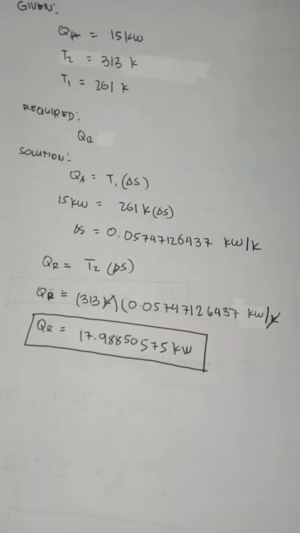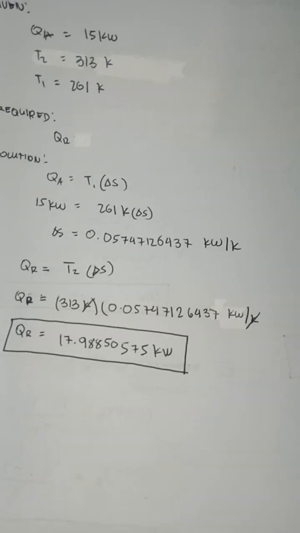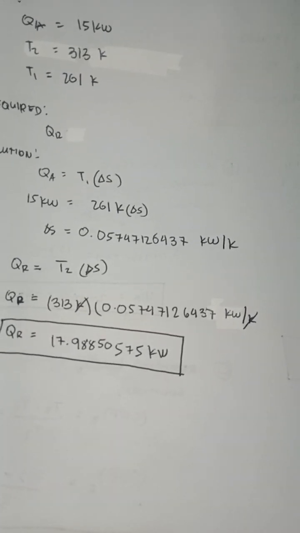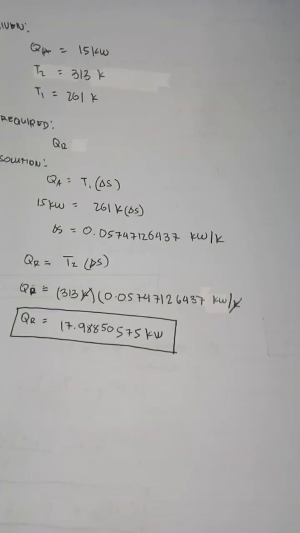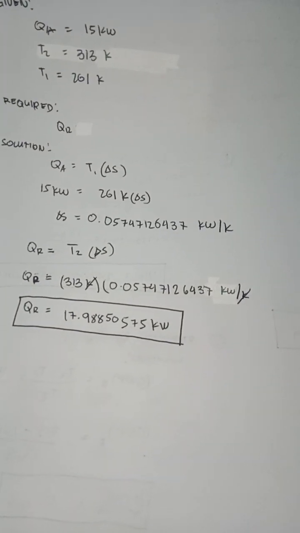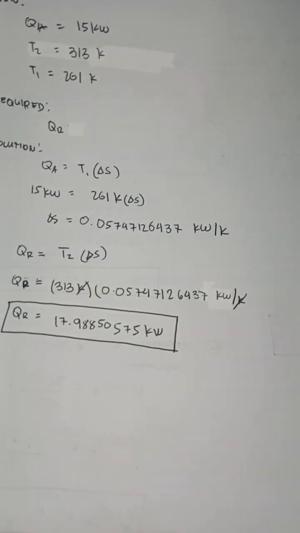Kelvin, and the constant already has a value, so substitute again 0.05747126437 kilowatts per Kelvin. Then solve the multiplication, the answer is QR equals 17.9885075 kilowatts.